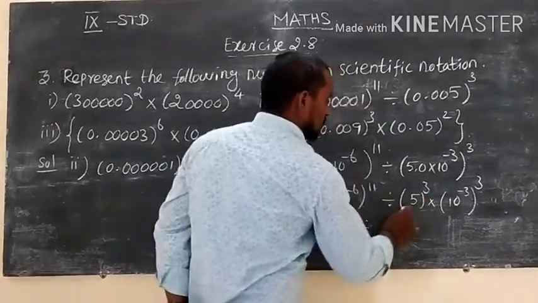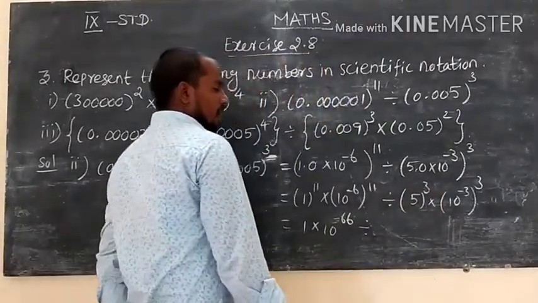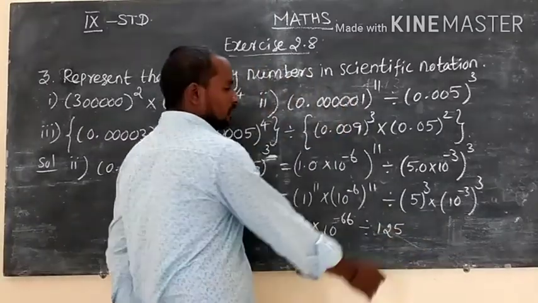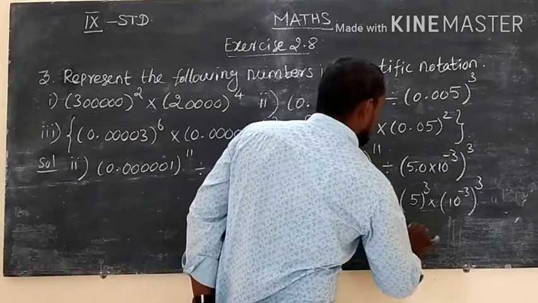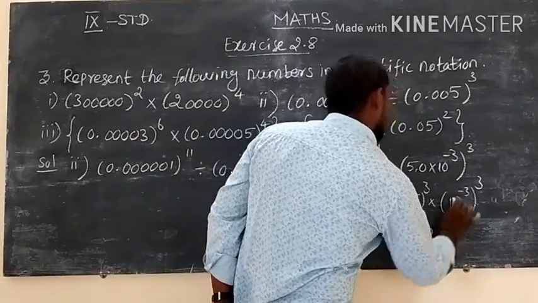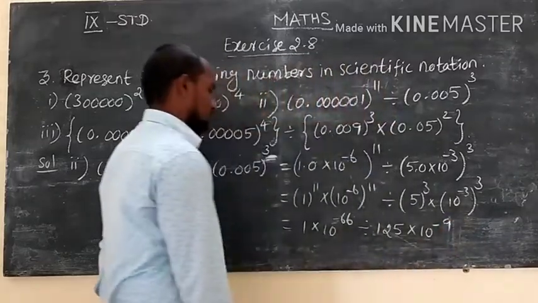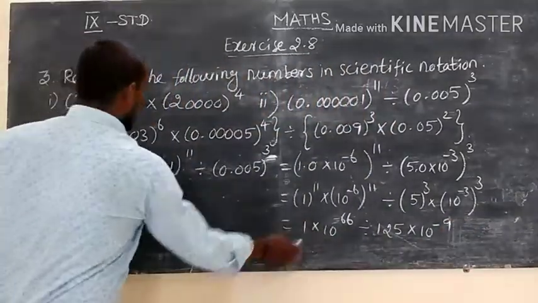5 power 3 means 5 multiplying 3 times, we get 125. 5 cubed: 5 fives are 25, 25 fives are 125. Into 10 power minus 3 times 3, which is minus 9. Okay. Now we get this number.